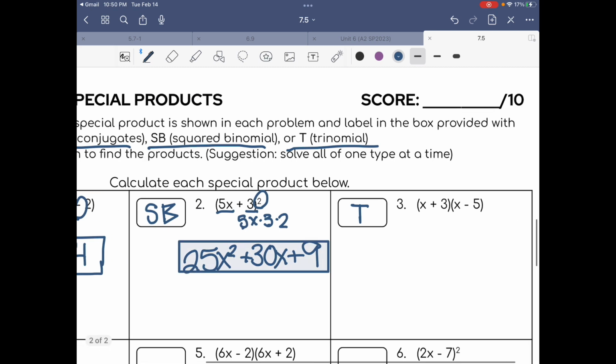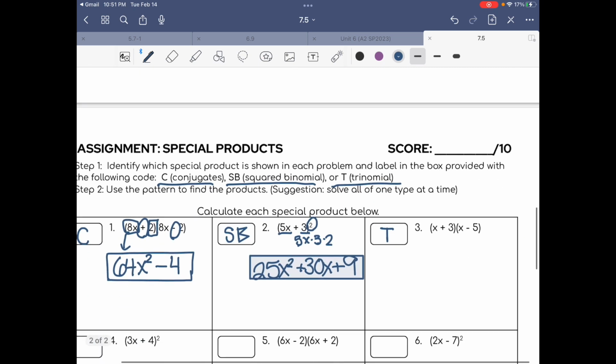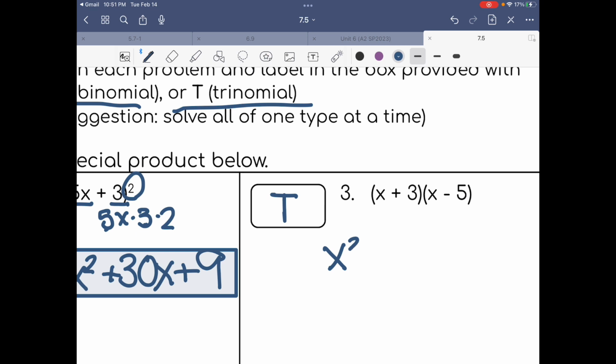Then trinomial is the one where the number in the middle is where you add them, and the number at the end is where you multiply them. So, x squared, and then you're going to add 3 and negative 5 for the middle one, and multiply 3 and negative 5 for the last one. So 3 plus negative 5 is negative 2x, and 3 times negative 5 is negative 15.